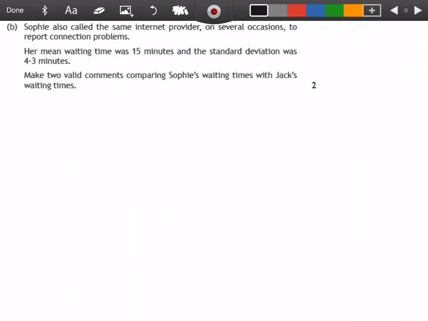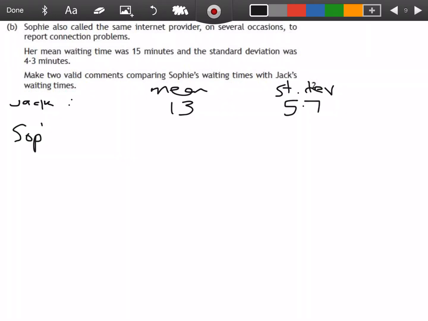Right, okay, I think there's a part B. Sophie also called the same internet provider to report connection problems, so her mean and standard deviation time is also given. So now we have to make 2 comments to compare. Right, so let's just make a wee note. The first guy, he was Jack. Jack's mean was 13, and his standard deviation, we've just worked it out, I think it was 5.7. Right, Sophie. I'm just writing down the values so we can compare them. Her mean is 15, it's just told us in the question, and her standard deviation is 4.3.